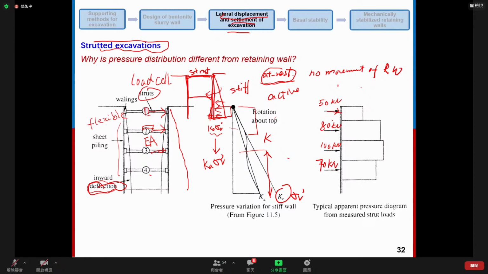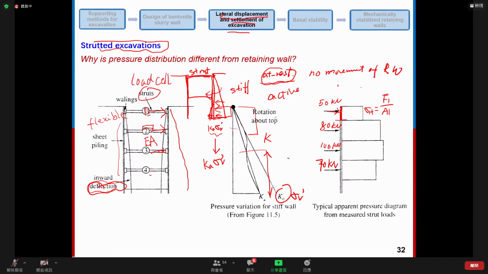simplification. So for example, here we cut the retaining wall from here, and then we have a section. This is the section. And then we assume the earth pressure behind the retaining wall is evenly distributed. So this earth pressure, we can calculate it by the horizontal load divided by the area of this section. So this one, F1, is 50 kilonewton.